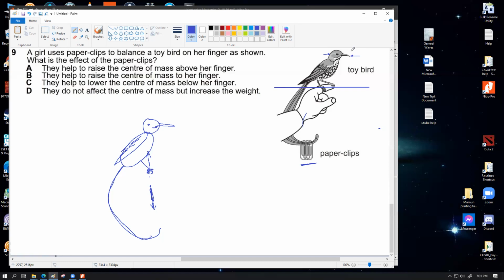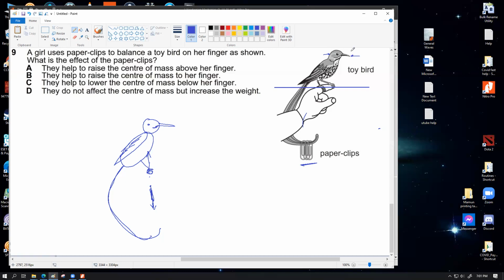So the question: a girl uses paper clips to balance a toy bird on her finger as shown. What is the effect of the paper clips? So go through the option choices. They help to raise the center of mass above her finger. No, we are adding the paper clips at the bottom. They help to raise the center of mass to her finger. They help to raise the center of mass.